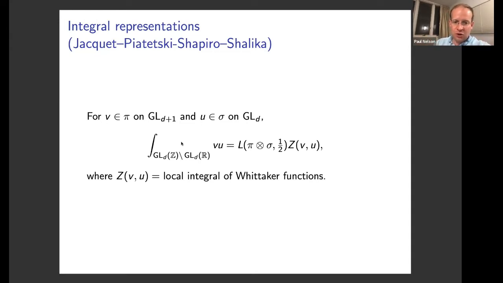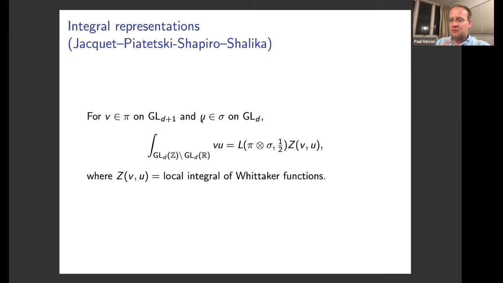They are functions on, for example, the quotient of GLD plus 1 of R mod the same thing of the integers, or the same thing for GLD, which satisfy some eigenfunction conditions that are described by the parameters of pi and sigma under both the Hecke operators and some differential operators at the infinite place. So these are infinite dimensional representations. For example, you could take pi and sigma to correspond to Maass forms, and then you could take V and U to be the Maass forms that lie in those representations.